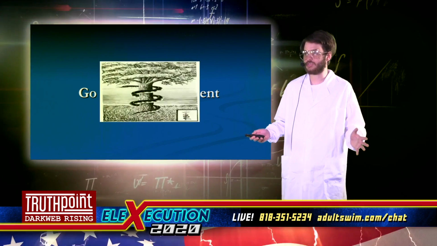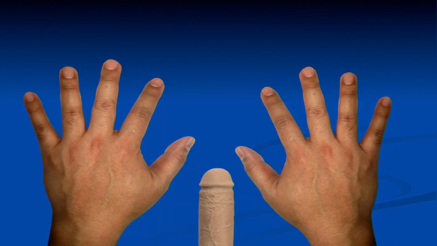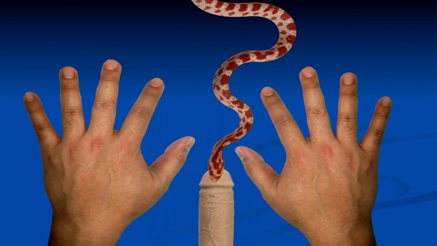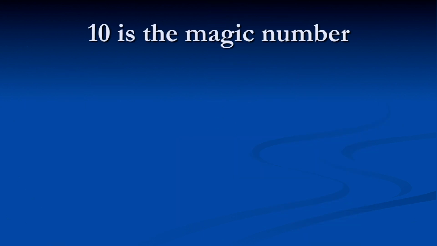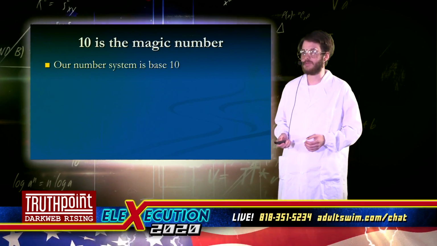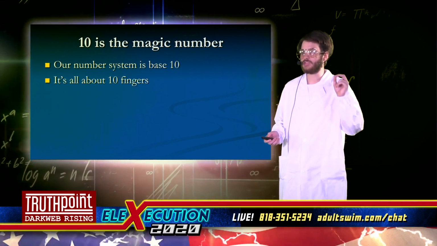So we're going to have to go back to the serpent, okay? We're going to need the serpent to take care of this, right? Absolutely not. There it goes. 10 is the magic number, all right? And this is exactly how it went down. 10 is the magic number. Our number system is base 10. It's all about 10 fingers.